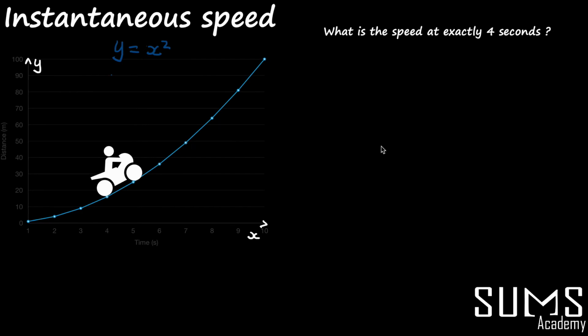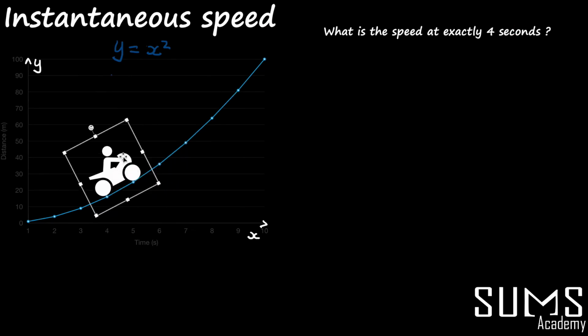So in the previous slide, I asked you how you would calculate the instantaneous speed, or the speed at one specific point in time on a curve. So I'm going to show you how to do this with this curve of y equals x squared. Again, this is a distance-time graph with time on the bottom and distance on the y-axis. And we can imagine this is the distance traveled by this quad bike as it goes along in time.